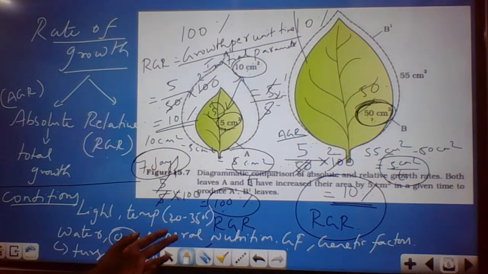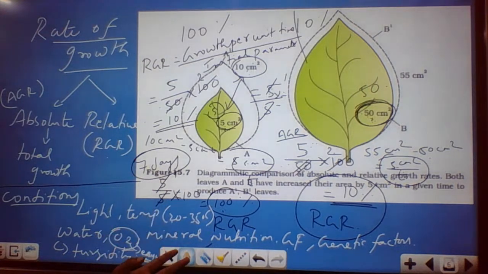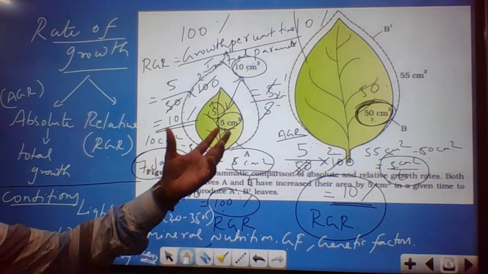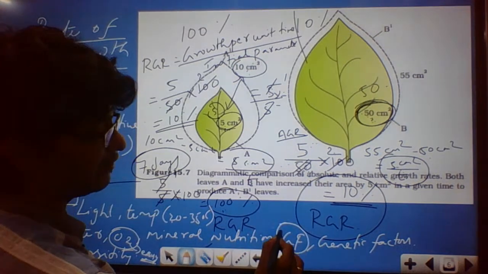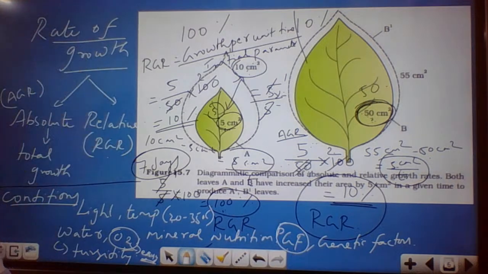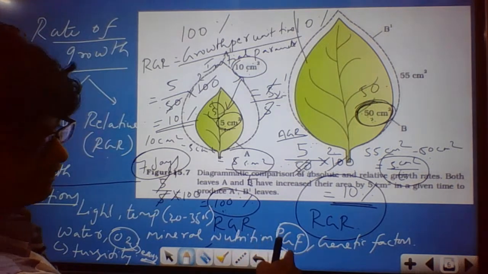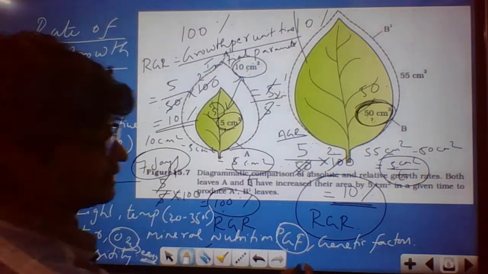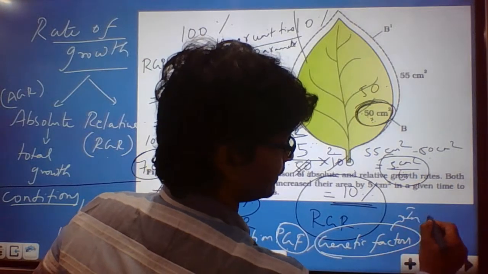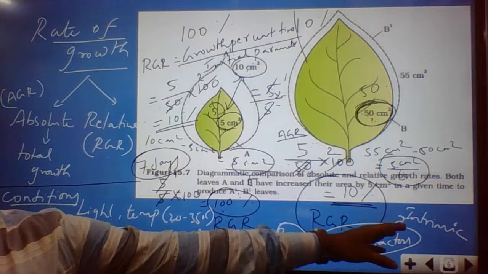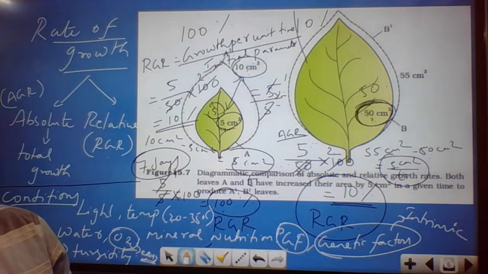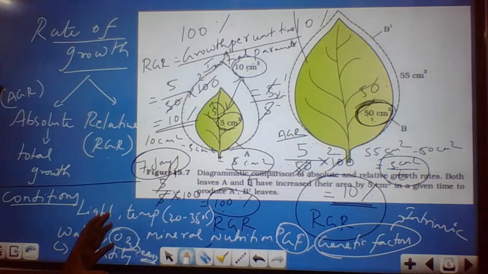Then mineral nutrition, which you studied already, all the macronutrients and micronutrients, especially sodium, potassium, copper. These are some of the nutrients required for the growth and development of the cells. Then the growth factors, the plant growth factors or hormones like auxins and gibberellins, we're going to discuss very shortly. And the genetic factors are nothing but the intrinsic factors, something present within the cell. This is a combination of intrinsic and extrinsic factors, and it also plays a very important role in determining favorable conditions for the plant.